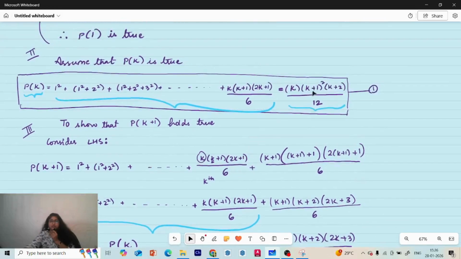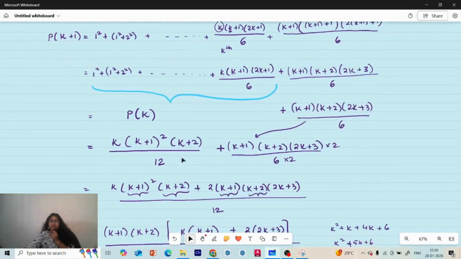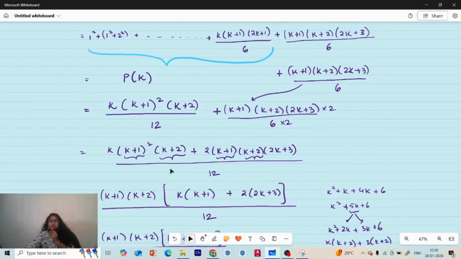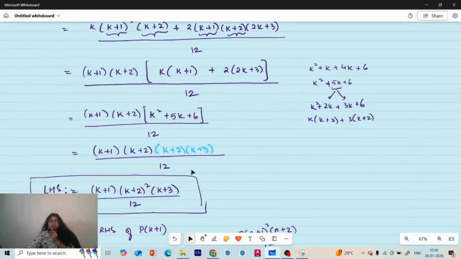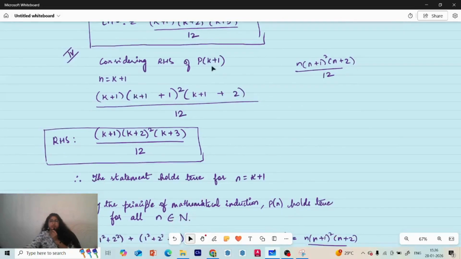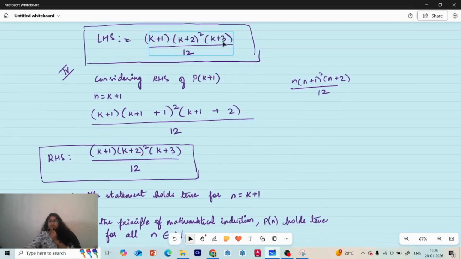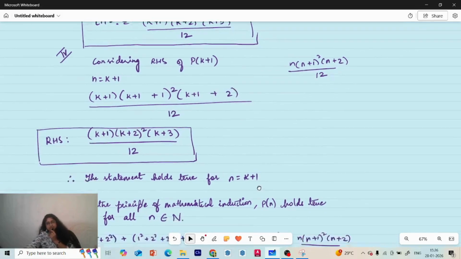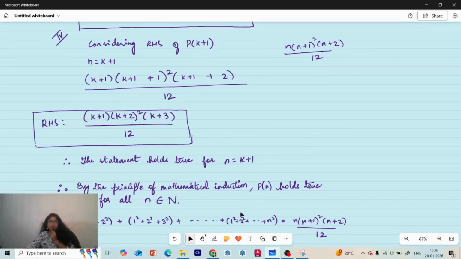For p of k, we wrote a value in the box earlier, k into k plus 1 whole square into k plus 2 by 12. We replace that here. Okay, after replacing, add these two terms and simplify. And then finally you will get one answer like this. In the RHS, substitute p of k plus 1, which is relatively very easy. So you will get the answer quickly. And then you will observe that LHS and RHS are equal. So you will say that this statement is true for n is equal to k plus 1.